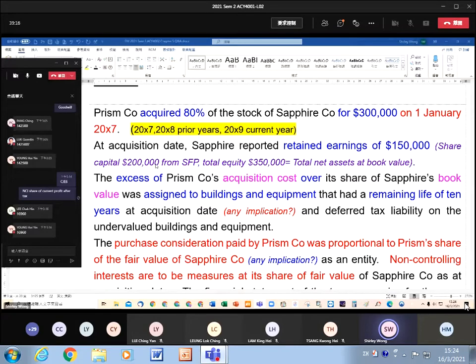Okay, any questions for this paragraph 2? It is not that difficult for 1 and 2, but there is some implication. You need to find it out. Okay, third paragraph, that is where it starts to get more complicated.